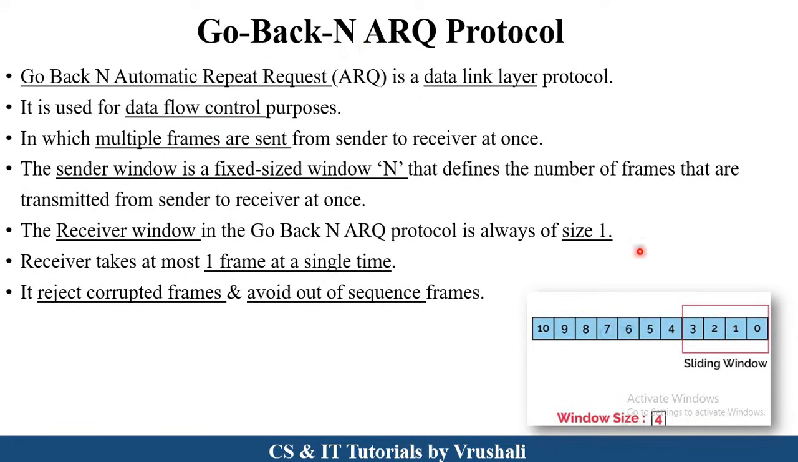On the receiver side, the size is 1. It means the sender sends 4 frames, but the receiver receives only 1 frame at a time. Clear? Let's understand with an example.